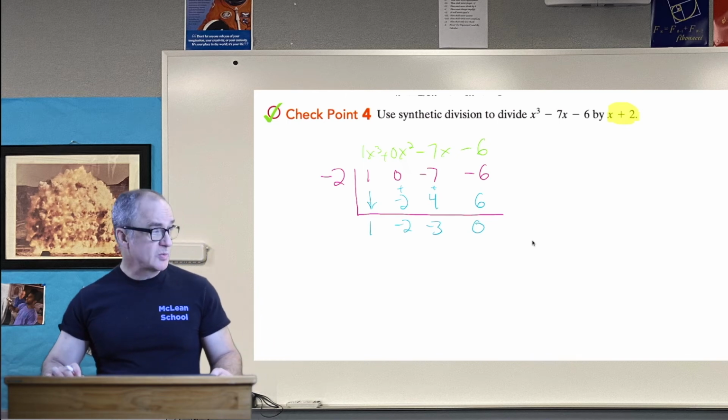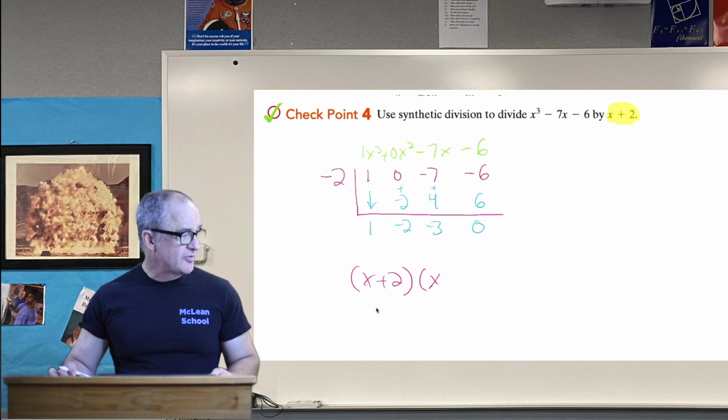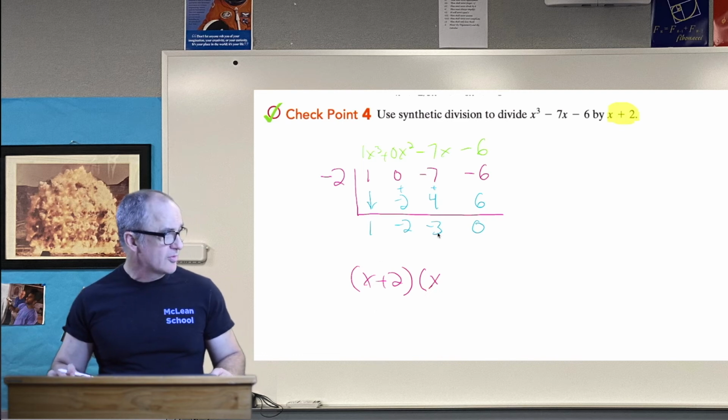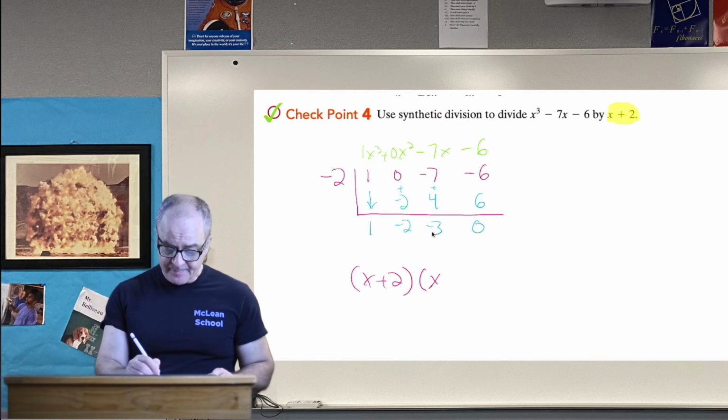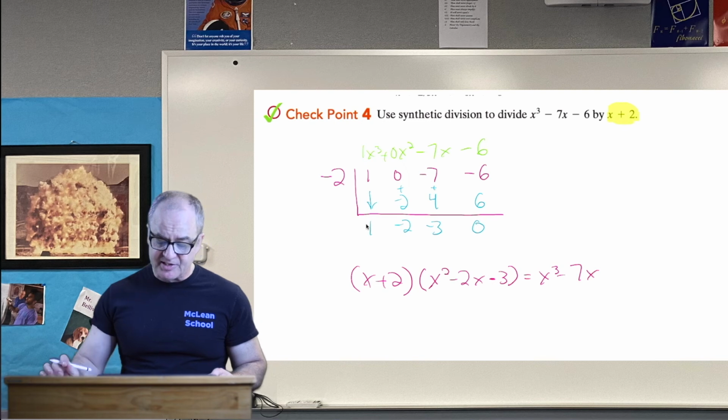times, notice what I did there? Took this factor here, it's negative 2, rewrote it as x plus 2. And if I multiply this times a new polynomial with these coefficients starting 1 degree lower from cubic, because that's what we started with, I will get x squared minus 2x minus 3. And multiplying those two together gets me x cubed minus 7x minus 6.